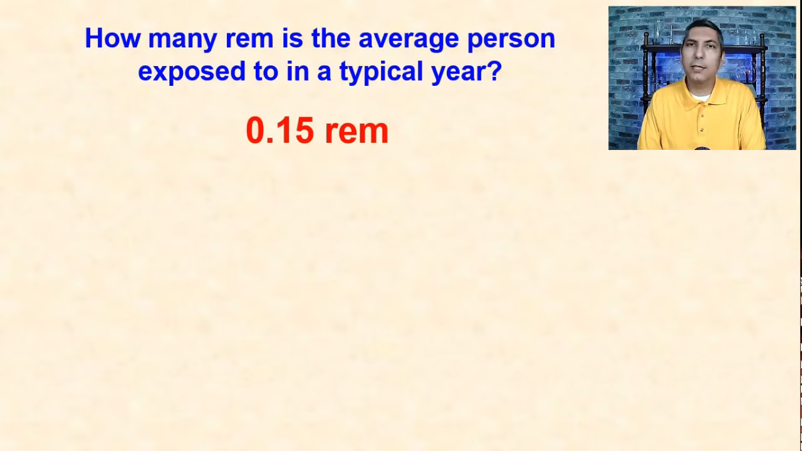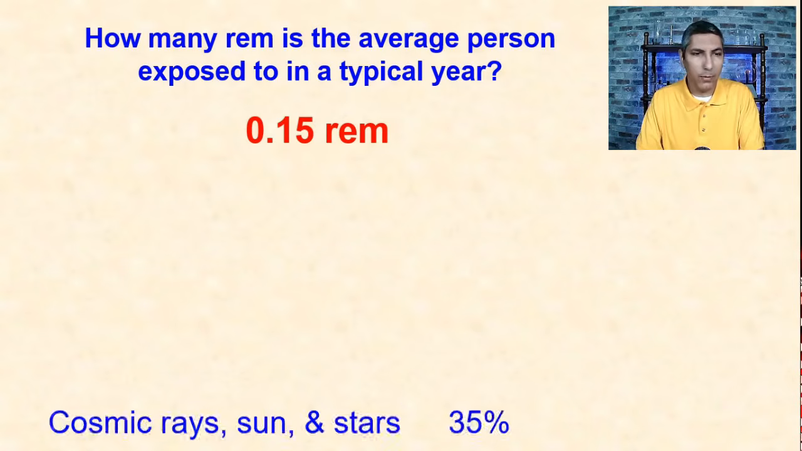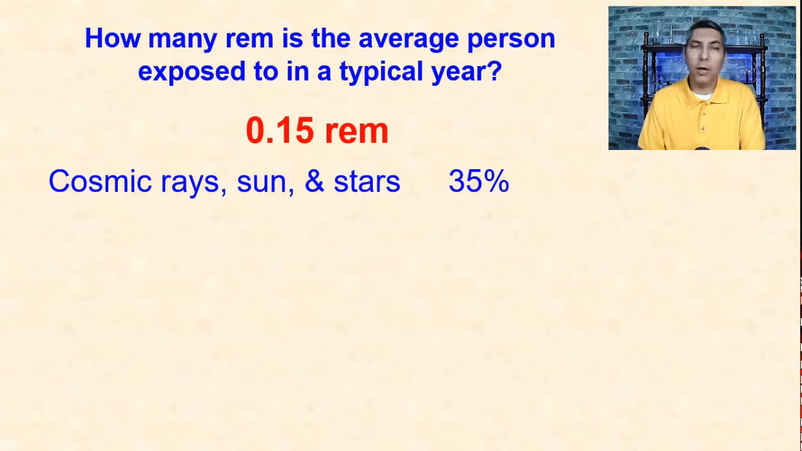Now, where is this radiation coming from? Well, you might be surprised. Over a third of this, about 35% of all the radiation exposure that you're exposed to comes from the sky. Cosmic rays, the sun, stars. That's a pretty good chunk of your radiation exposure.